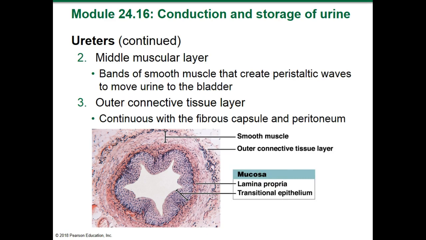We have a middle muscular layer. These are bands of smooth muscle. They do allow peristaltic movement. And we have an outer connective tissue layer.